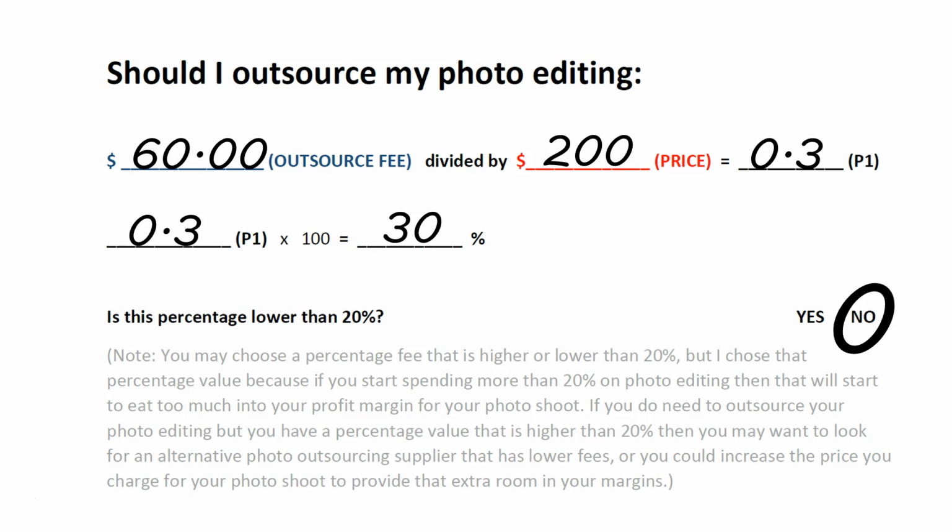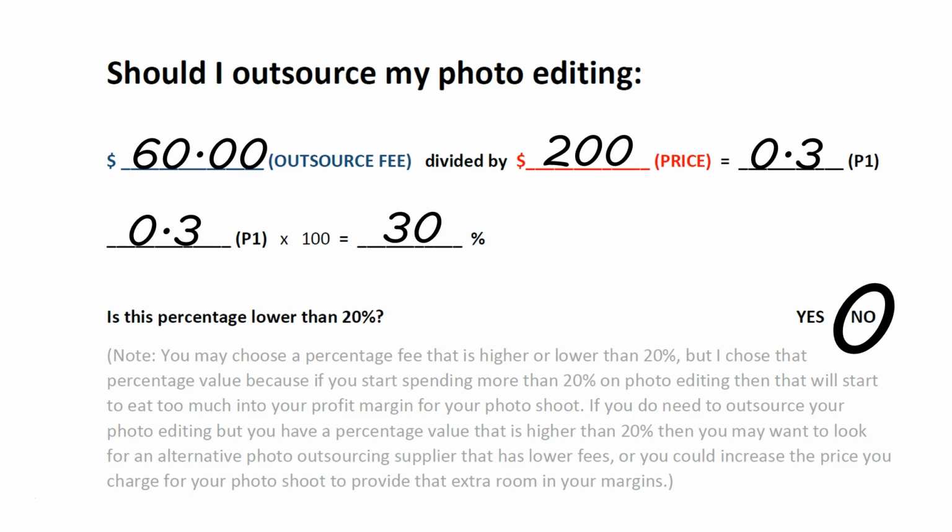You may choose a percentage value that is higher or lower than 20%, but I chose that percentage value because if you start spending more than 20%, you probably find that you will start to eat too much into your profit margin for your photo shoot. So that's why I've asked, is this percentage lower than 20%? If it is, then that's good. But if it's higher, as it is in my example, then that's probably too high.